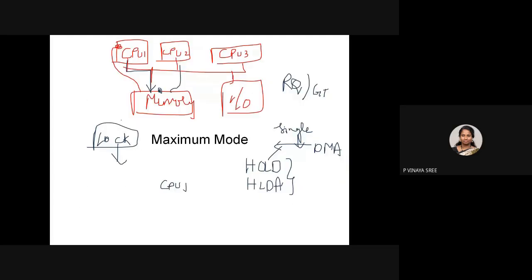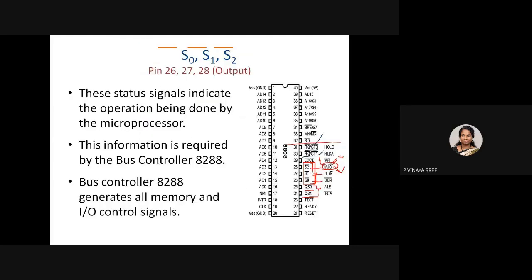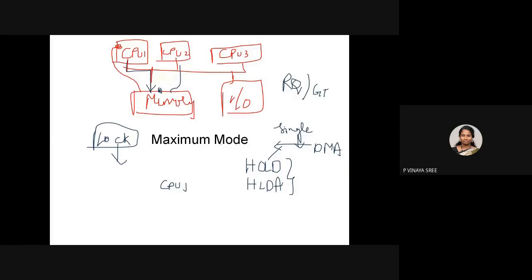Is lock clear? Now this lock is what? Lock bar. Now tell me, if it is 0, it is a lock bar. It is an active low pin. If it is 0, is the processor using the system bus? Yes, processor 1 is using the system bus. So the other processor has to wait until this releases.